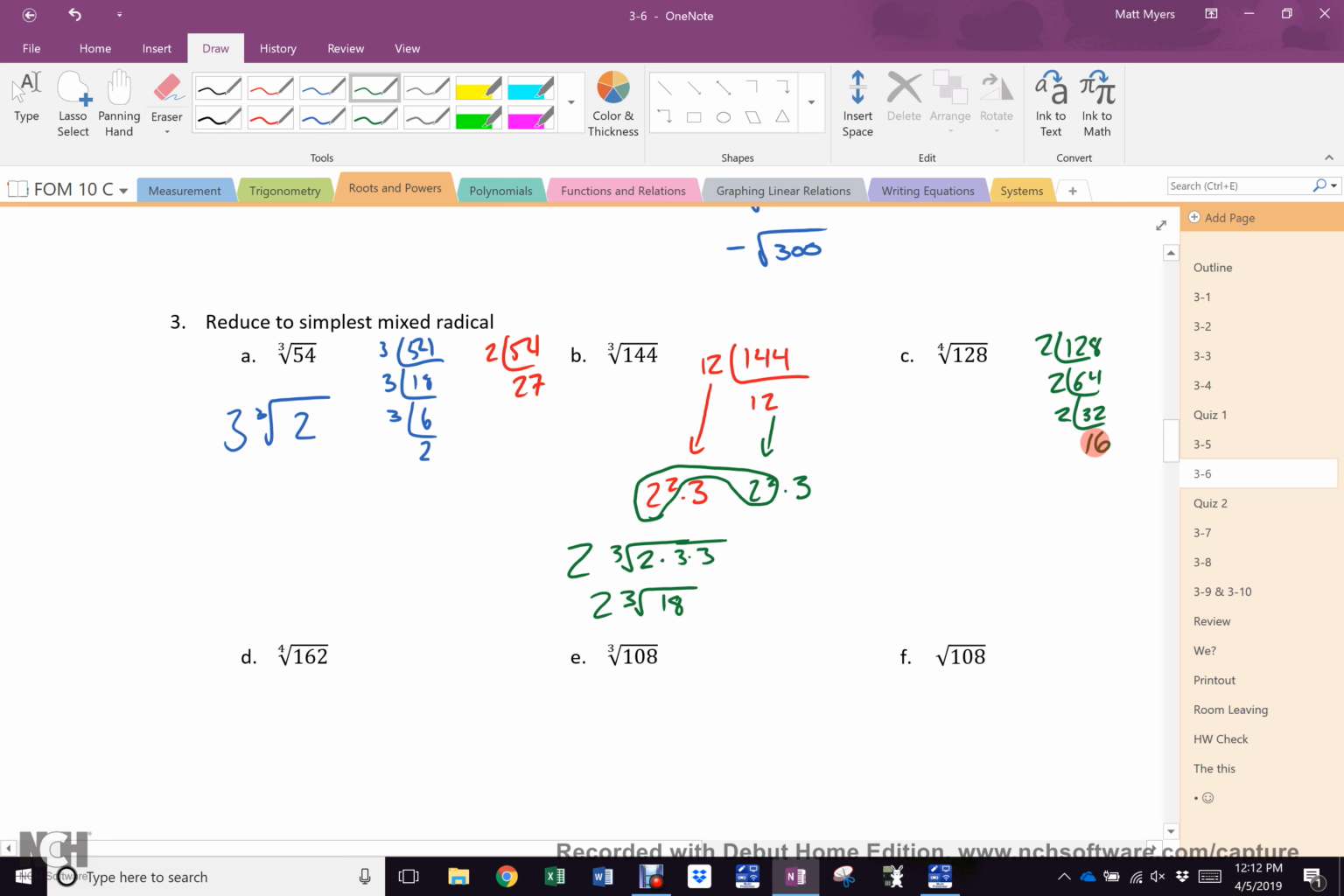Right? So for me, this becomes the fourth root of 2 cubed times 16. 16's got a fourth root. I know it's 2, so it's 2. Fourth root, what's 2 cubed? 8. Everybody good? Easy, right? It's just dividing. You guys do D, E, F.